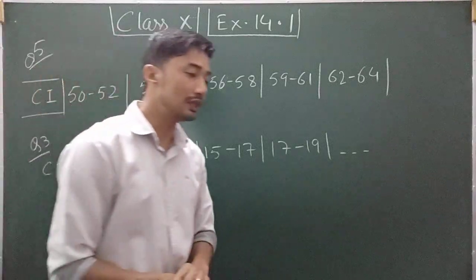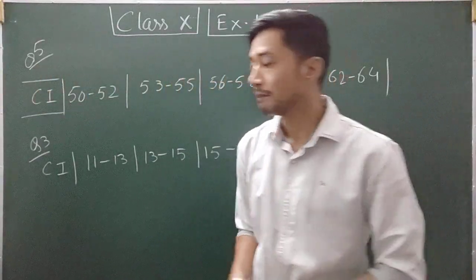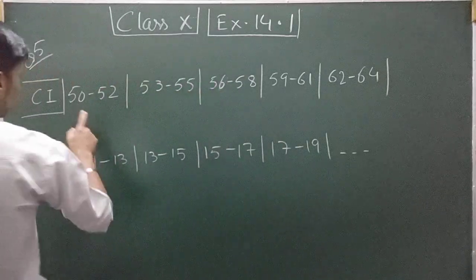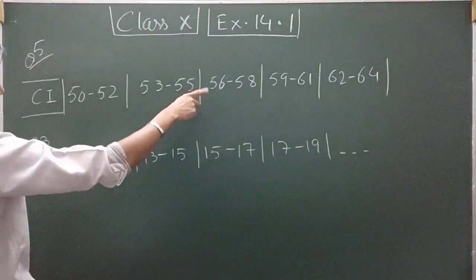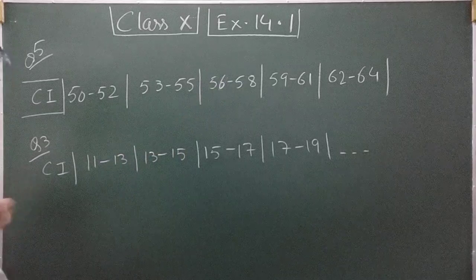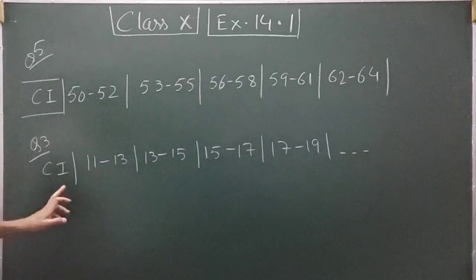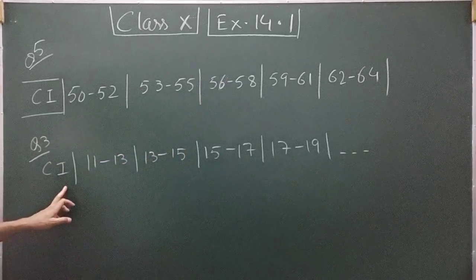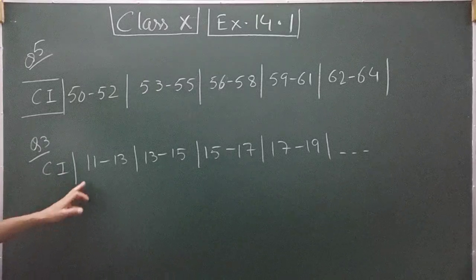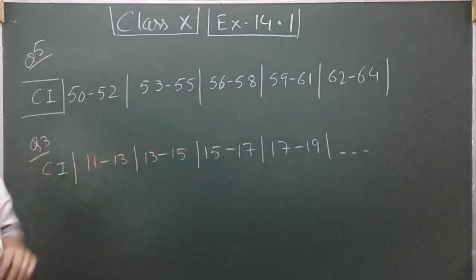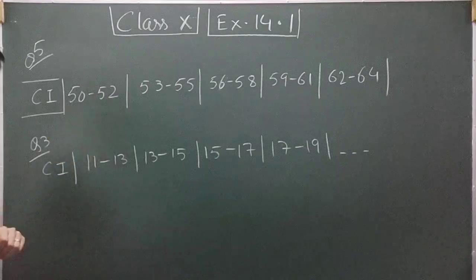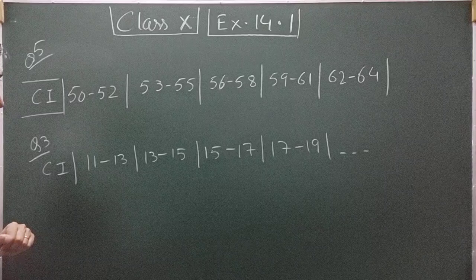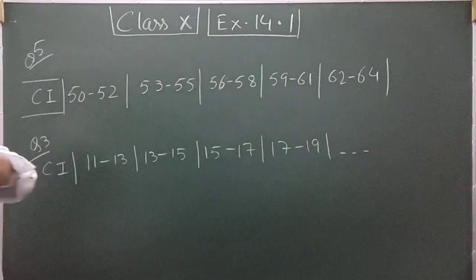Now it's slightly different in the way that you see. Question number 5 has classes like 50 to 52, 53 to 55, 56 to 58, and so on. Whereas I've written down a sample of question number 3 here. If you look at this question, what do we see here? 11, 13, 13, 15, and so on. Now, how is it different? Can you identify the difference? I bet you can, definitely. You're all very smart.